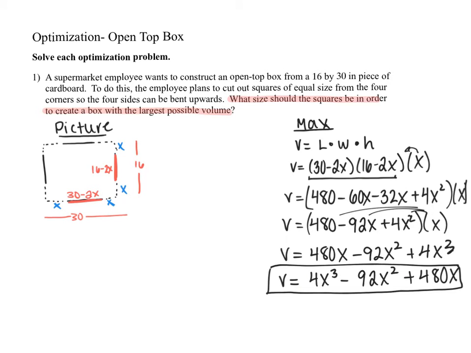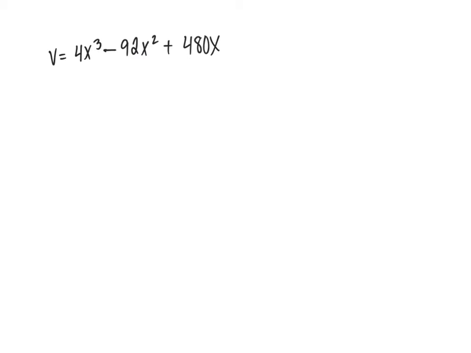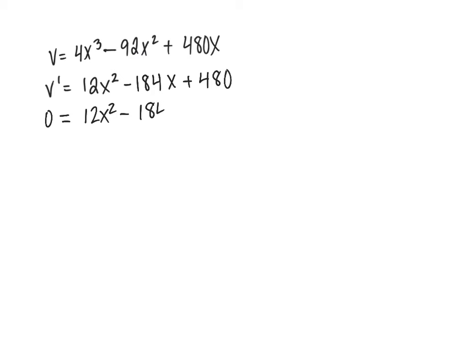All right, so I'm just going to go on to another page. So here's my volume equation that I would like to take the derivative of. So we'll call it V prime. So we get 12x squared minus 184x plus 480. So that's my derivative that I need to set equal to 0. So 0 equals 12x squared minus 184x plus 480.